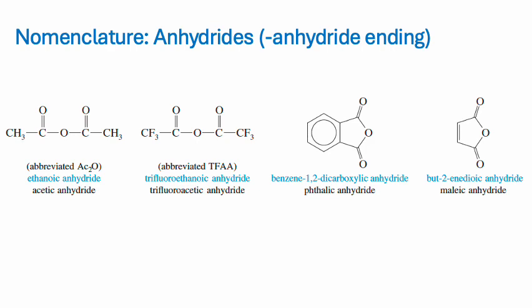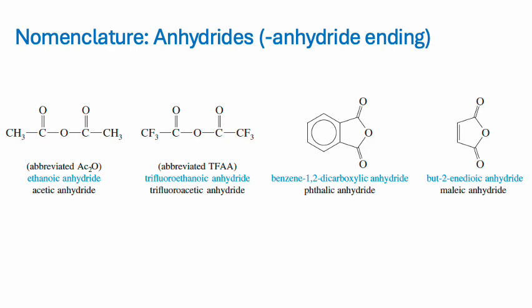So anhydrides don't have to be symmetric. We are not going to look at naming any asymmetric anhydrides, but just recognize that there's no requirement that both halves of the anhydride be the same. But when they are, it sure makes naming easier. So let's just look at those.